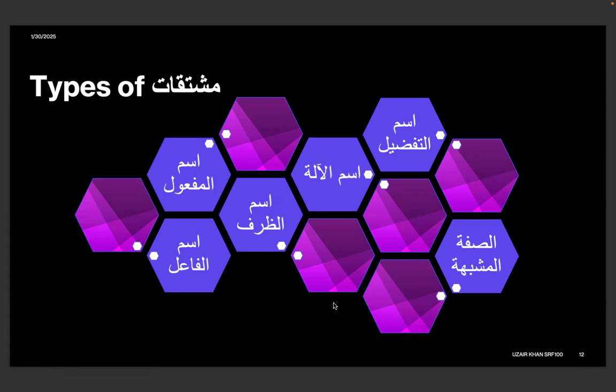And now I can take this pattern of nasirun, which is actually fa'ilun, and apply it to any fi'l, and it will mean the same thing. For example, sami'un, someone who hears. Fatihun, one who opens. Katibun, one who writes, etc. Basically, I can take any fi'l and put it on that pattern of fa'ilun, and it will mean the person who does action X.